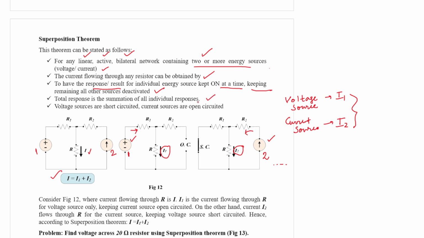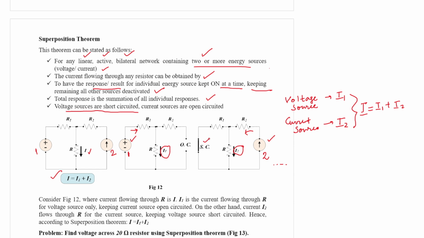Then what will be the result? The total response, that is I, is the summation of all individual responses. That means, as we have just mentioned, the individual response is I1 for the voltage source active and I2 for the current source active. If you add them, it will be the total response. That is, I is equal to I1 plus I2. And the final point: how can you make sources deactivated? Voltage sources are short circuited.